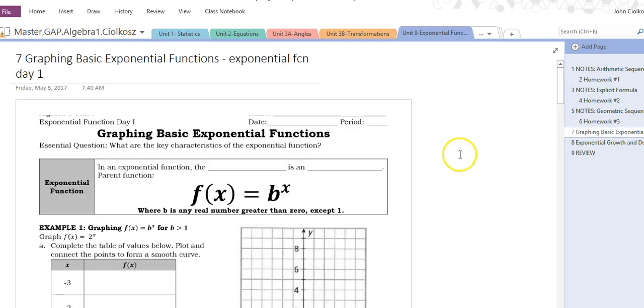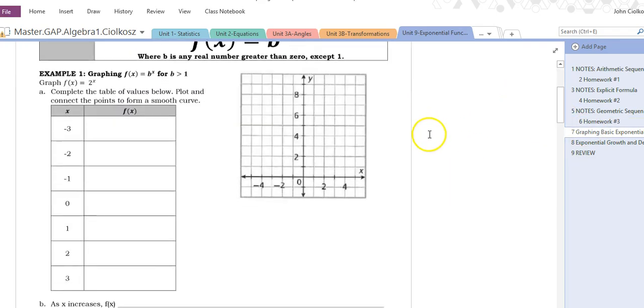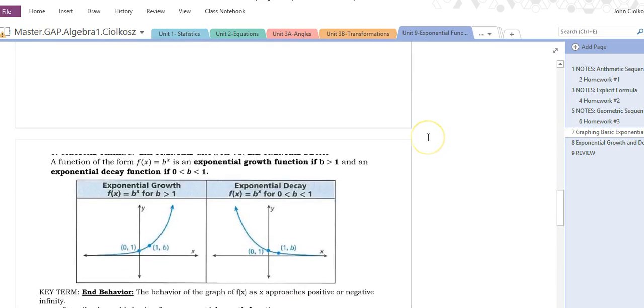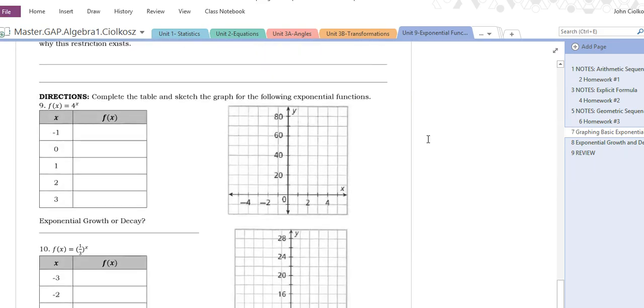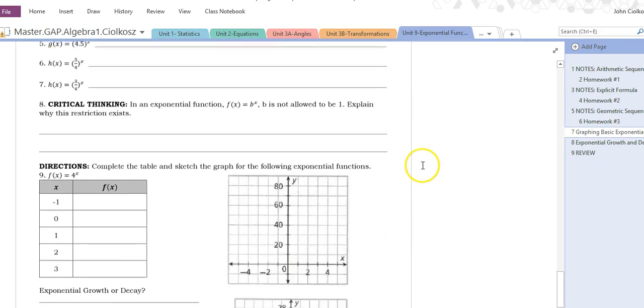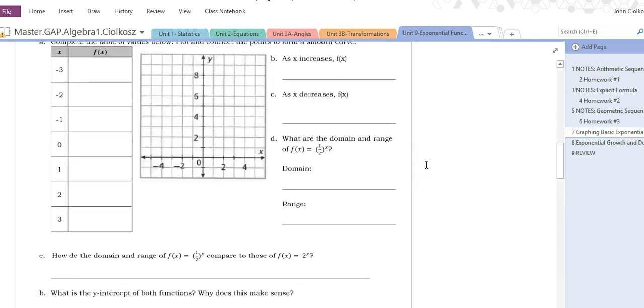Alright, moving on to number 7. What we're going to do here together is going to be kind of the first half of this thing. So we're going to skip around here. I'm going to do some, and you guys will complete the rest.